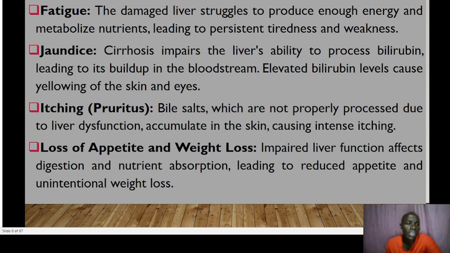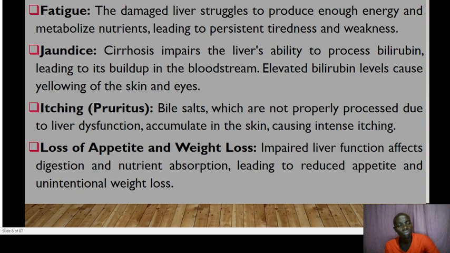So, why will someone present with fatigue if you have liver disease? The damaged liver normally struggles to produce enough energy and metabolize nutrients. So this will lead to persistent tiredness and weakness. Thus, the patient will present with fatigue. And why should a patient with the liver cirrhosis present with jaundice? Remember, cirrhosis normally impairs liver's ability to process bilirubin, leading to build up of this bilirubin in bloodstream. So elevated bilirubin levels will cause yellowing of the skin and eyes, and thus the patient will present with jaundice.